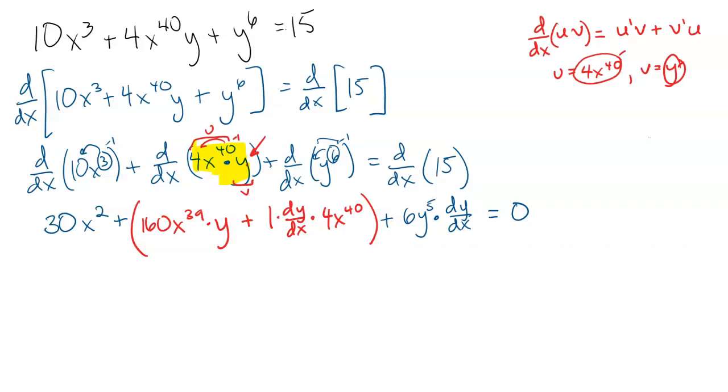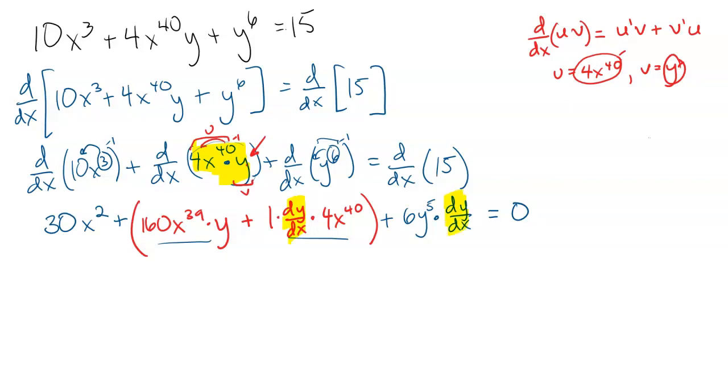So our goal now, we've gone through the process of taking the derivative. We applied this product rule here. And so this 4x to the 40th times y actually split up into 2 separate terms because of that. And now our goal to figure out what the derivative is, is just to get dy dx by itself. So let's start simplifying things and trying to get our dy dx's together in here.